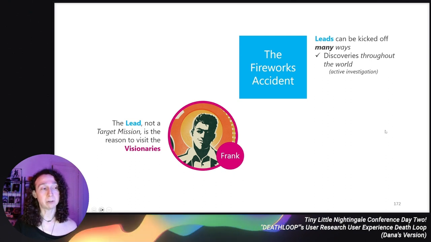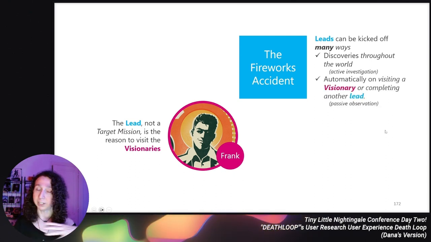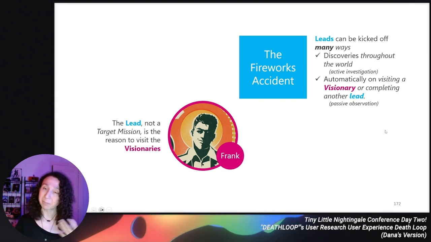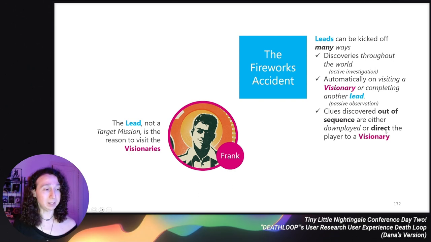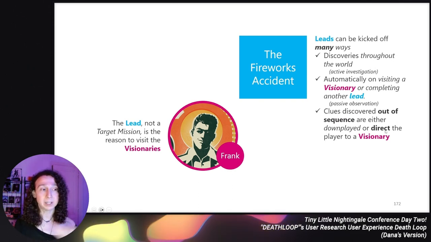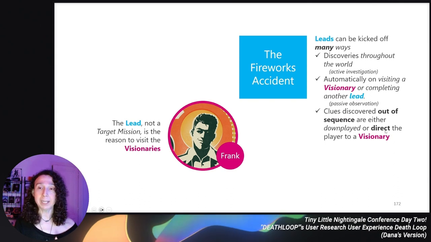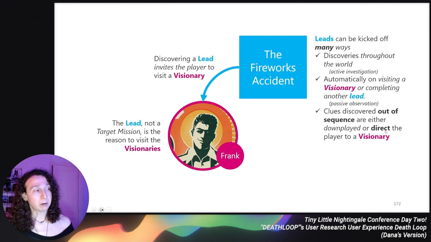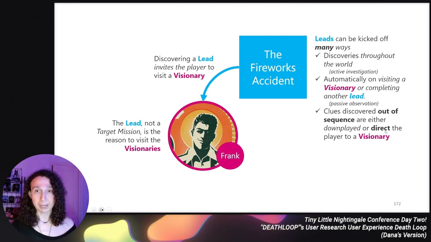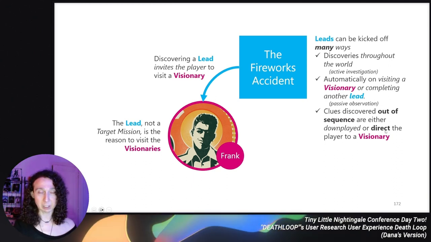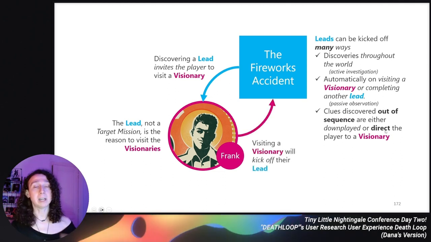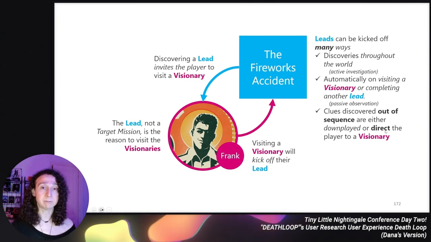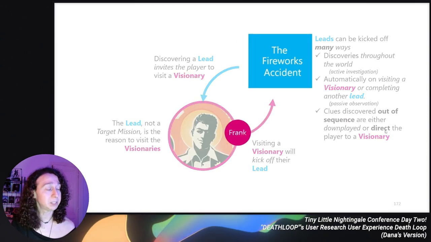This can be done through discoveries throughout the world. That's the active investigation. Or maybe automatically, just by visiting the visionary or completing another lead. There's the passive observation. And clues discovered out of sequence are either downplayed or direct the player to the visionary. Discovering a lead will now invite the player to visit the visionary. It's very specific about this. It's not ambiguous. Or if you just decide to visit the visionary, even if you don't have a lead, it'll kick off the lead just by beginning that piece of content.